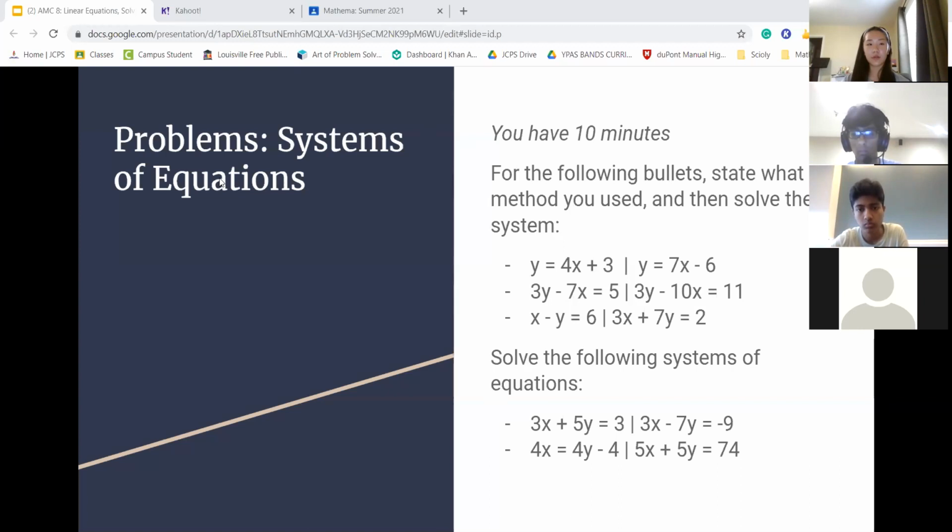So our first question, in the chat, if you can, could you please just take a guess at which method would be best for this first one right here? It's okay if it's wrong, you can just take a guess. Okay, so we have an equal operation.